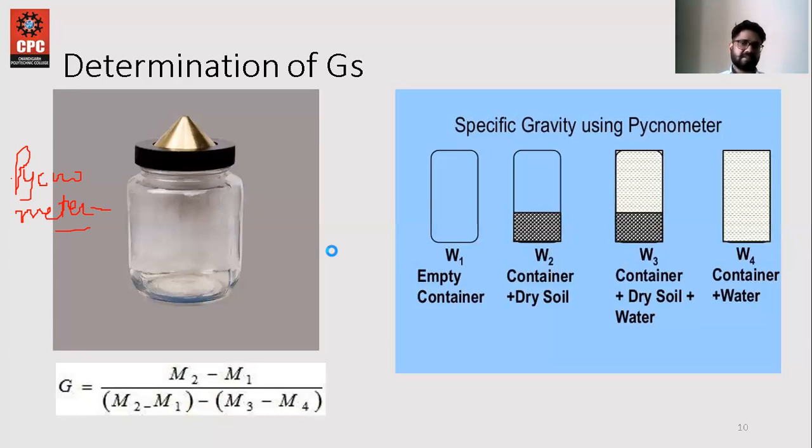Let's say the mass is M2. Then you will unscrew the cap and add a sufficient amount of de-aired water to the pycnometer so as to cover the soil. Again, you will screw the cap. Then you will shake the pycnometer well so the contents are well mixed. Then connect the pycnometer to a vacuum pump so the entrapped air can be removed.